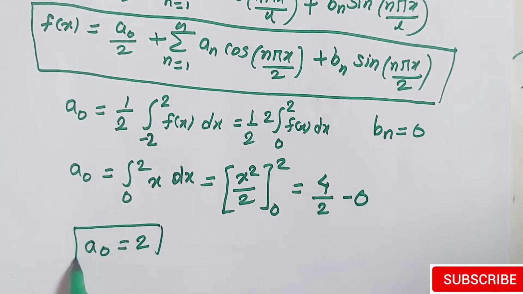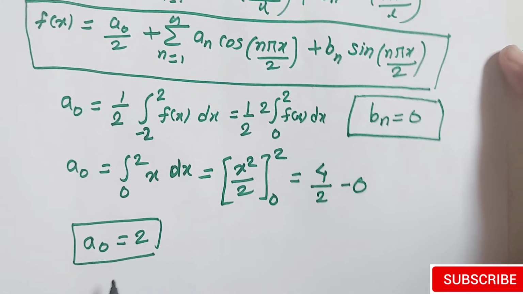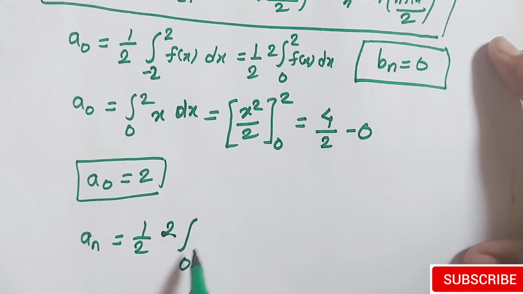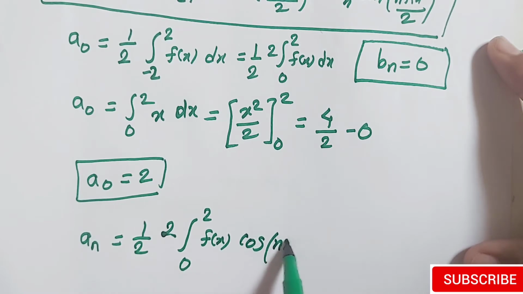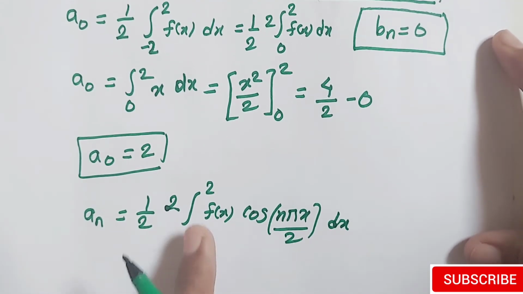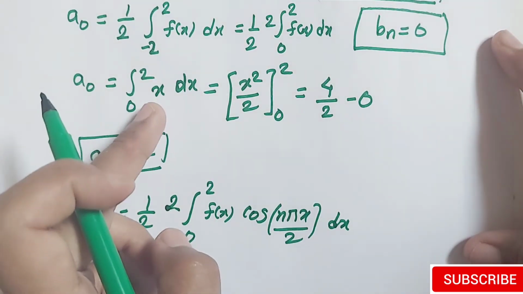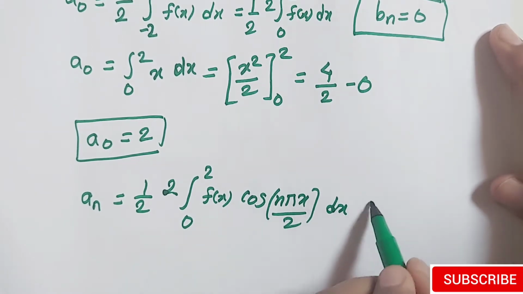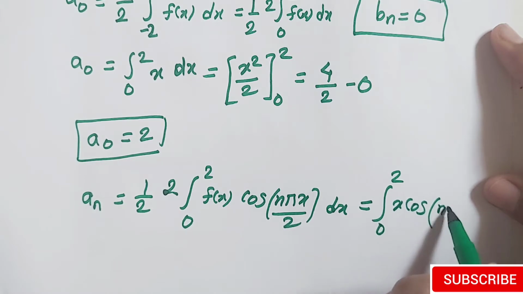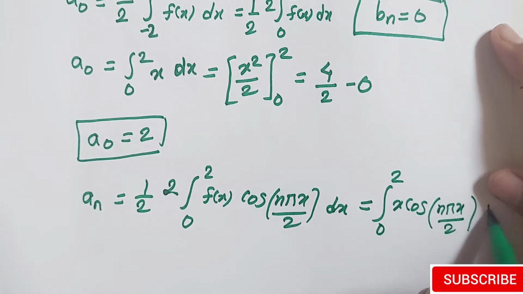That means a0 is simply 2. Next we have to find the value of an. So an is equals to 1 by 2. Again we can use the even-odd concept. So twice integral 0 to 2 f of x cos n pi x divided by 2 dx. In the interval 0 to 2 the value of function is x. So here integral 0 to 2 x cos n pi x divided by 2 dx.